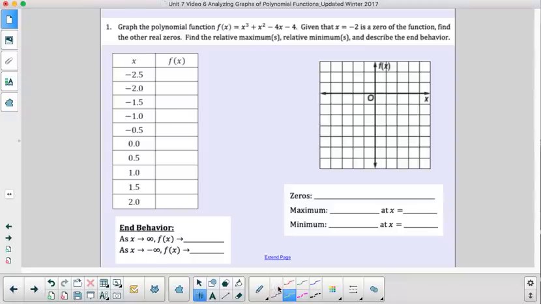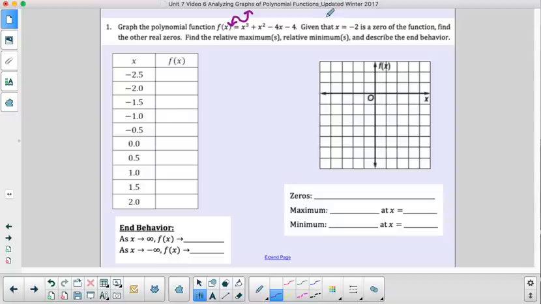For example 1, it says graph this polynomial, and it tells me that x equals -2 is a zero of the function. Find the other real zeros, find the relative max and relative min, and then describe the end behavior. In this case, it's a degree 3, and so if you remember from earlier notes, it should look something like this. Chances are we're going to have 1 max and 1 min because it's a degree 3, and it tells me one of the zeros is -2.